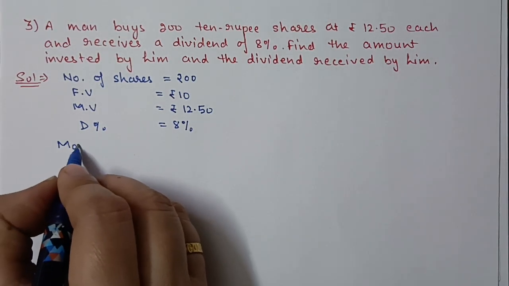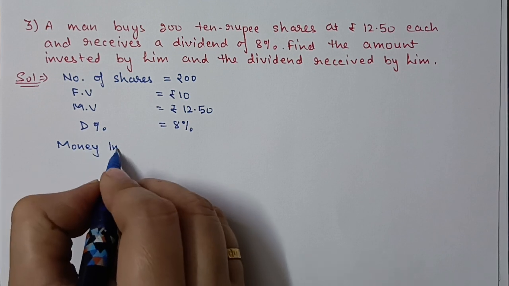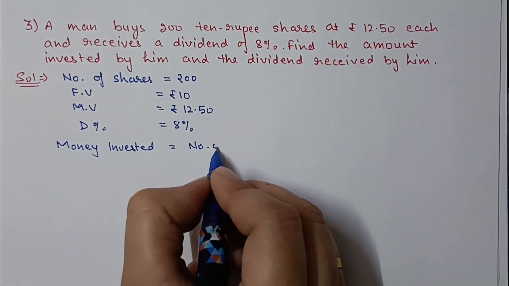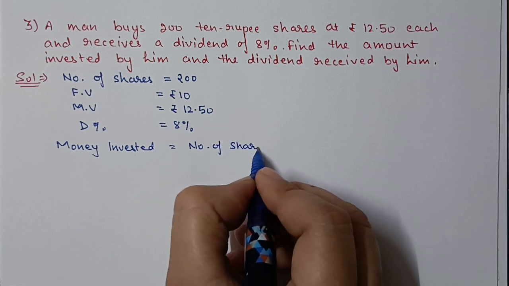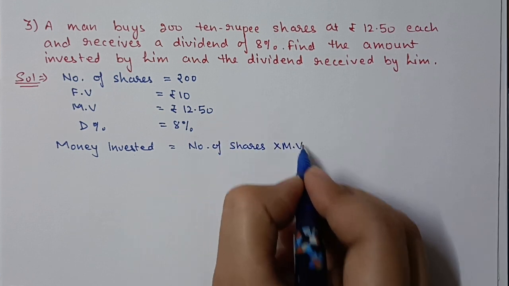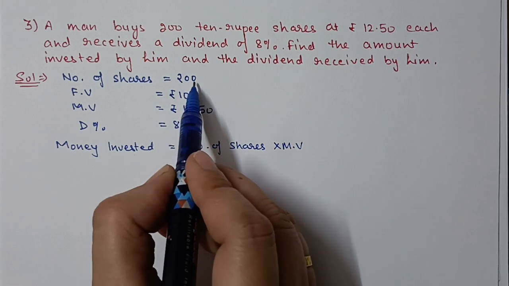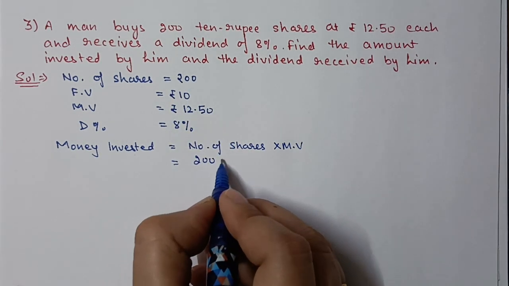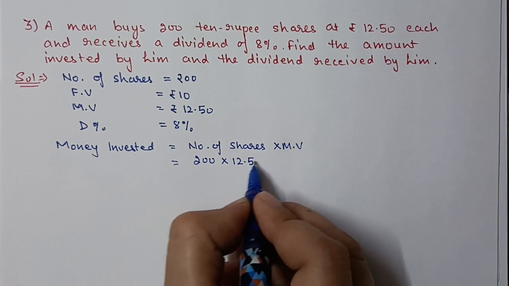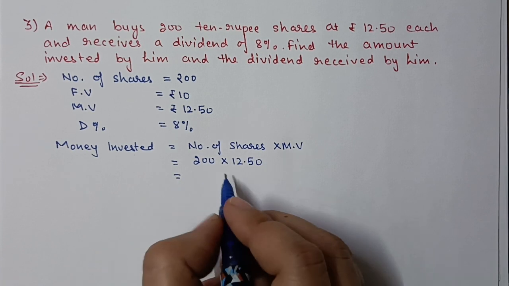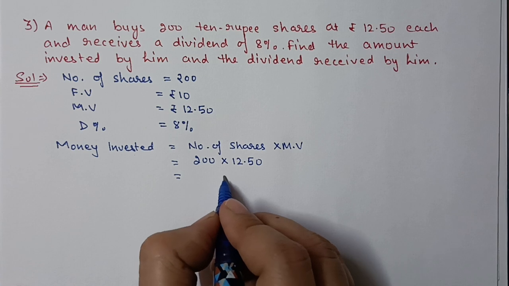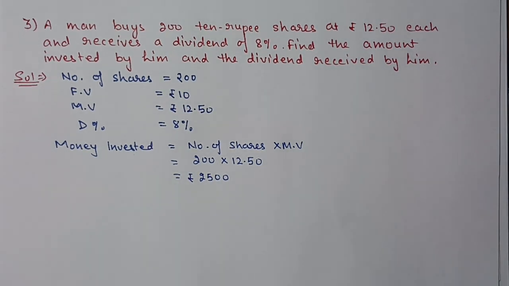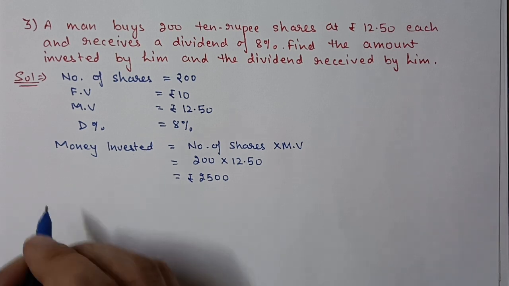So money invested is equal to number of shares into market value. He has to purchase 200 shares at the rate of 12 rupees 50 paise. So 200 into 12 rupees 50 paise. You can multiply, 2,500 rupees.